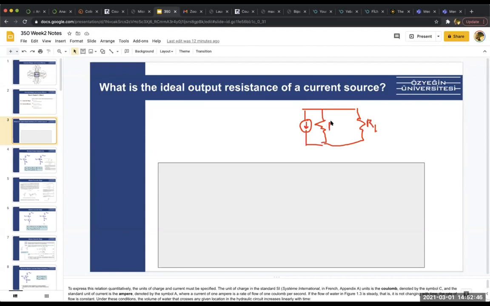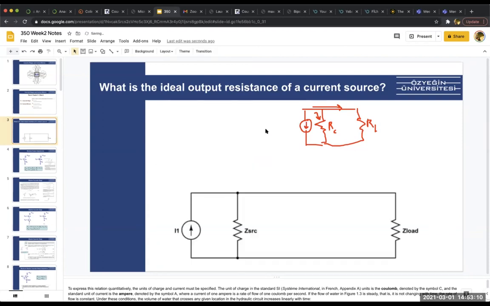So the current source. Infinite. Yeah, it should be infinite, right? Because we don't want current to flow through this resistance; we actually want the current to flow through the load, to the output resistance. So if we model the current source with a Norton representation, that will give you the answer. And that's what we'll be doing for half of the lecture today.